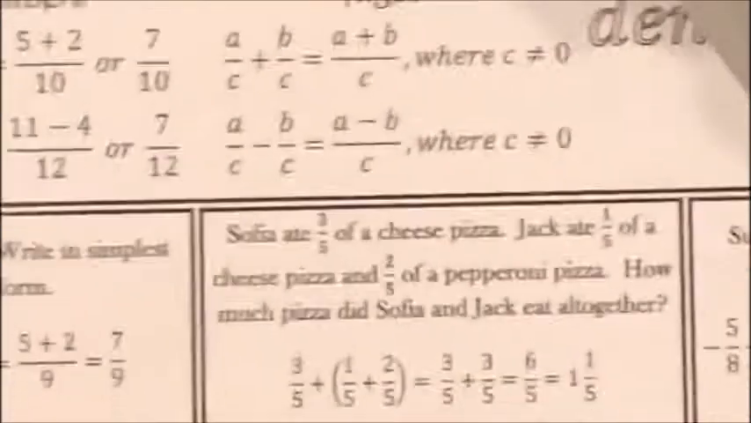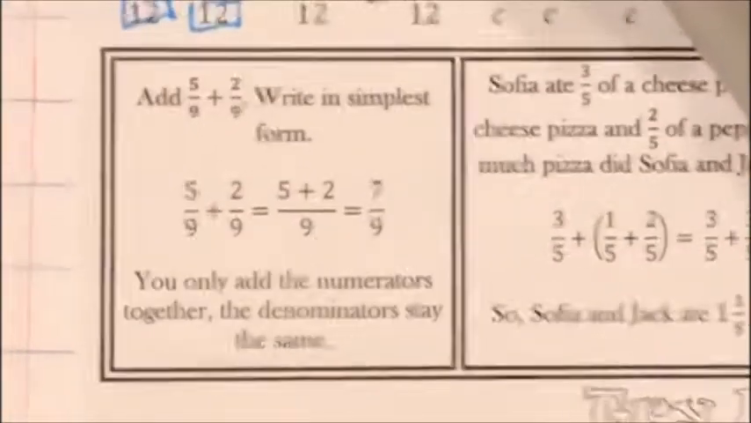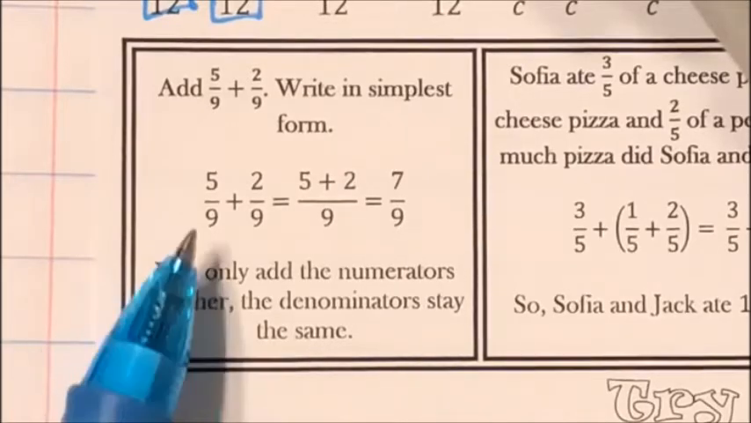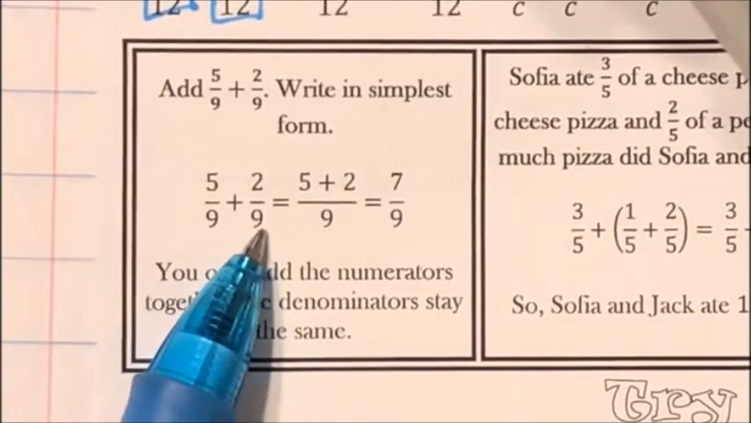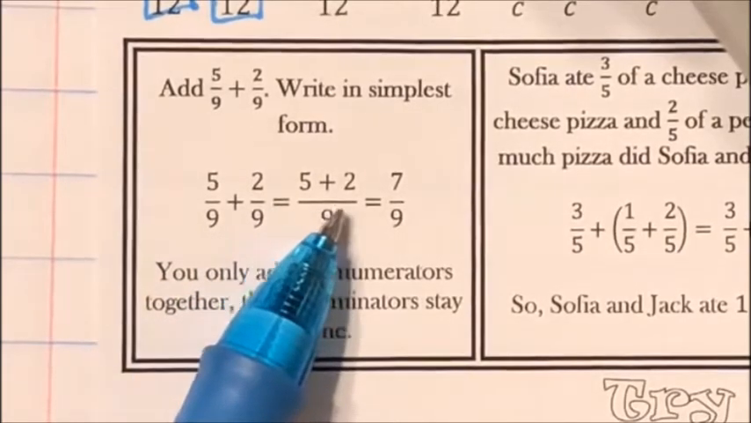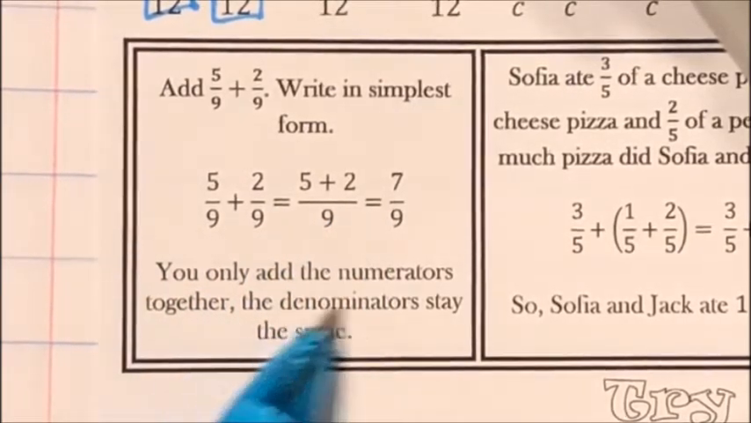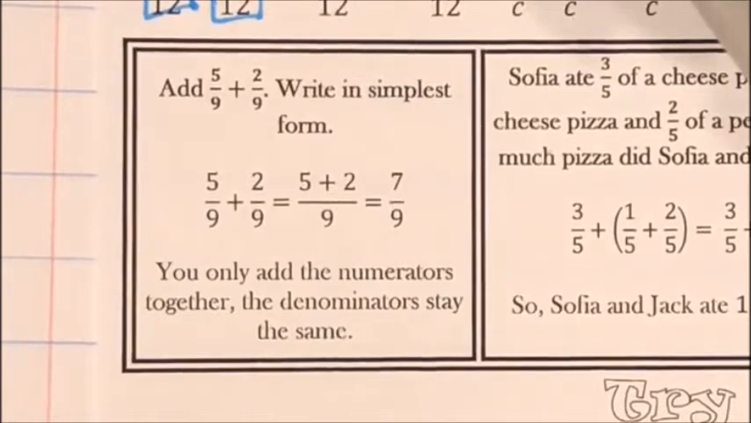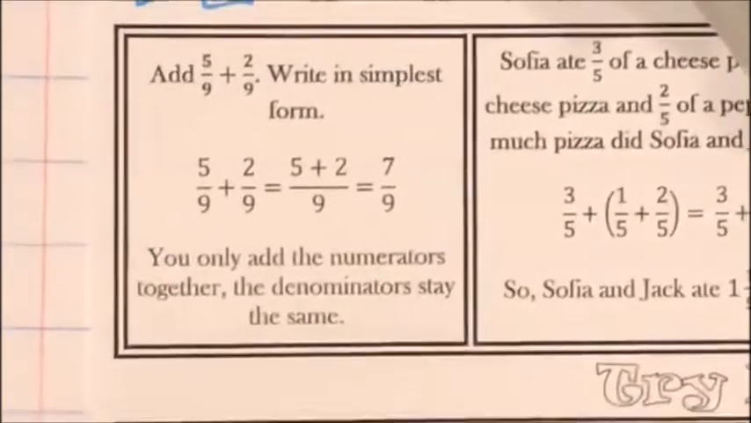Okay, so let's look at some problems. First one says add 5/9 plus 2/9, write in simplest form. So they have common denominators. So I just add my numerators. 5 plus 2 is 7. I get 7 over 9. I can only add the numerators together, and the denominator stays the same. Okay.